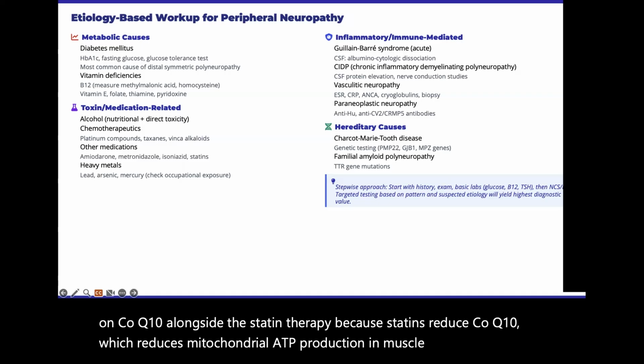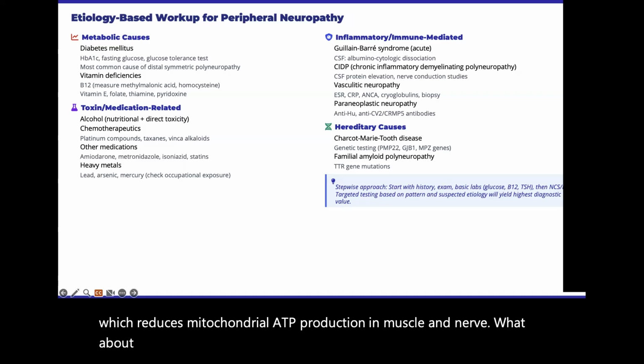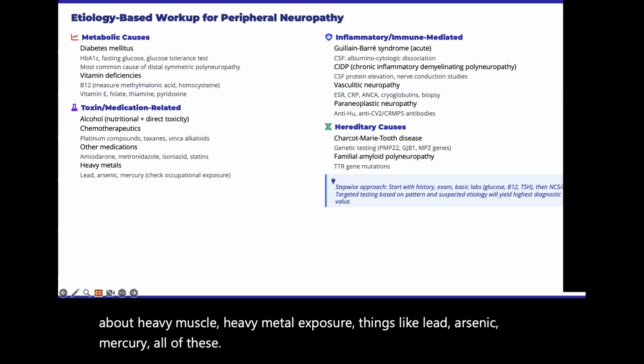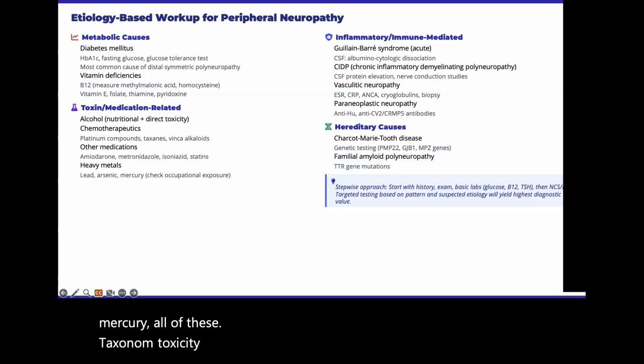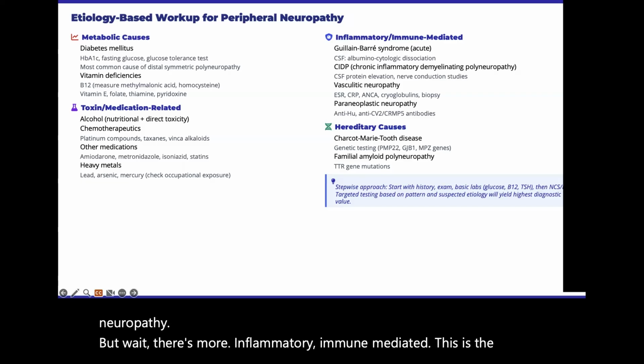What about heavy metal exposure? Things like lead, arsenic, mercury. All of these cause direct axonal toxicity and disrupt axonal transport, giving a mixed sensory neuropathy. But wait, there's more. Inflammatory immune mediated. This is the third bucket of things that can cause you neuropathy.